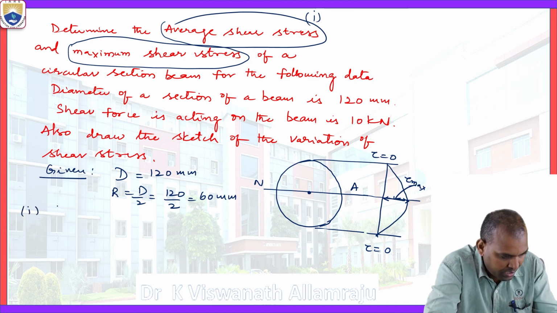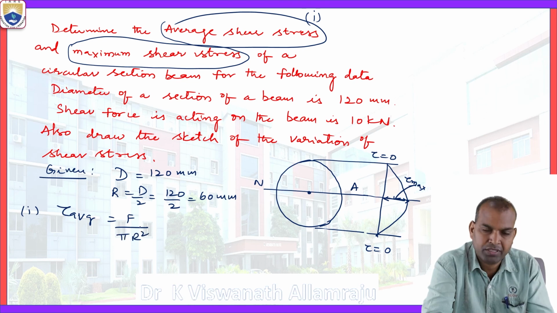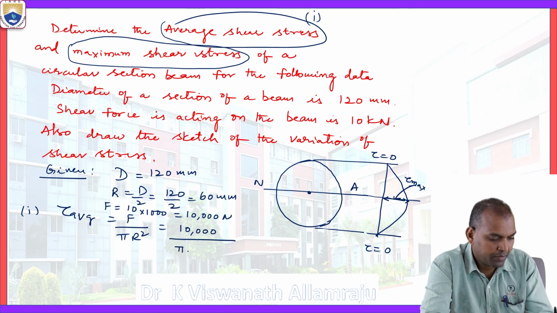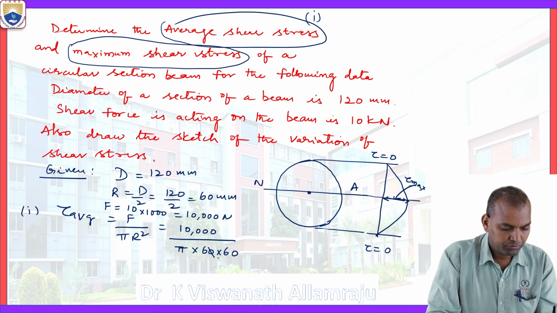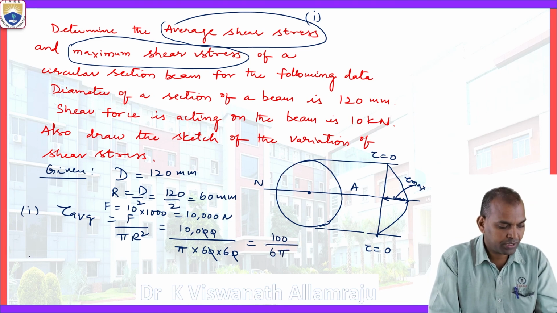To begin, average shear stress equals F by pi times R square. F is the shear force, 10 kilonewtons, that is 10,000 newtons. So 10,000 by pi times R square. What is R here? 60 into 60. Now it is 100 by 6 pi, which is the value of average shear stress.